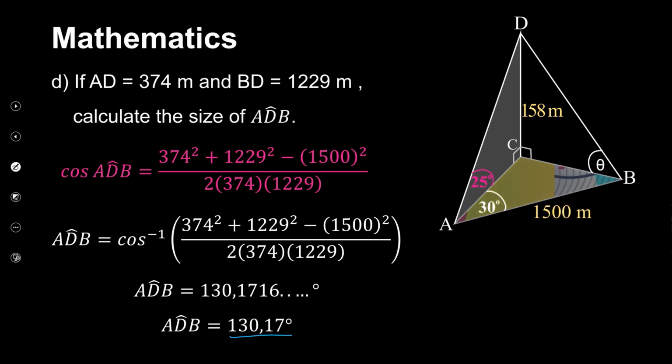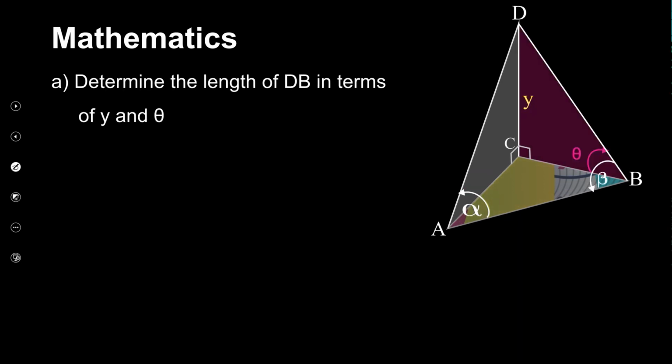Okay, let's try a similar example, but this time we're going to be using variables instead of numbers. This is a very similar question in terms of the way it looks, but here they tell us to determine the length of DB in terms of y and theta. So they want us to find the length of this side using theta and y. Let's just examine our diagram quickly so we understand what's happening. They've given us DC is y, okay? Theta is the angle from here up that way in the pink triangle.